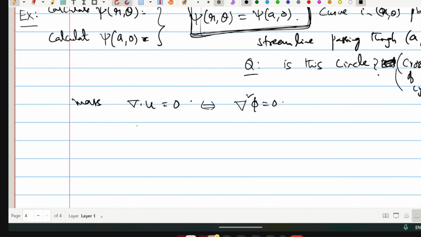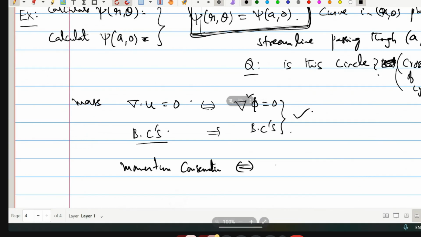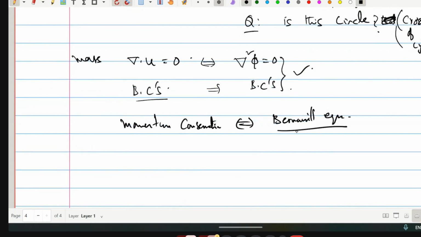And what are the other things? Boundary conditions, obviously. Only those boundary conditions you are using, right? So this is what you solved. You have not even touched your momentum conservation, right? Momentum conservation is equivalent to your Bernoulli equation, right? So you need to work with the Bernoulli equation to see that. Your Bernoulli equation actually gives you the forces, normal forces only, no? Because you're dealing with ideal fluid.